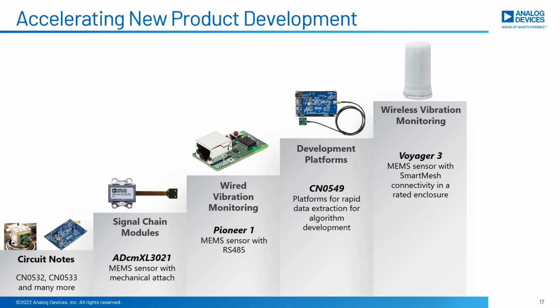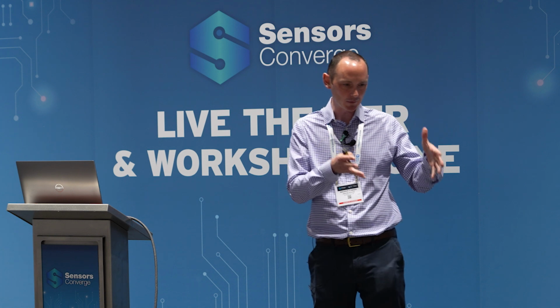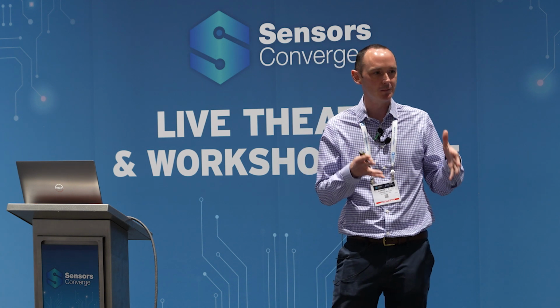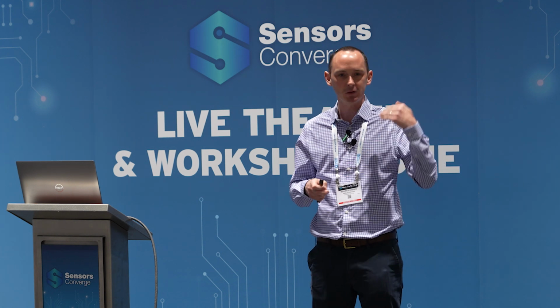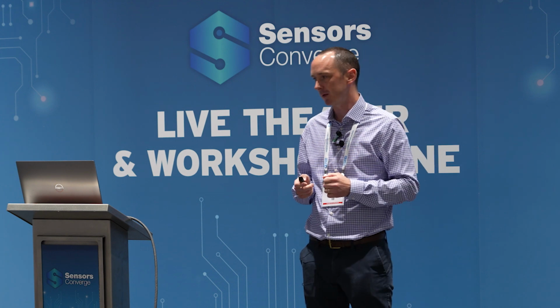Voyager 3 is an example of a wireless platform. So here we have an IP-rated enclosure with a 3-axis vibration sensor. It's SmartMesh enabled. It comes with a mechanical mounting cube, and you can mount this on an asset in the field to start generating data with a view to understanding and characterizing what you need to monitor on this asset, accelerating your own developments.